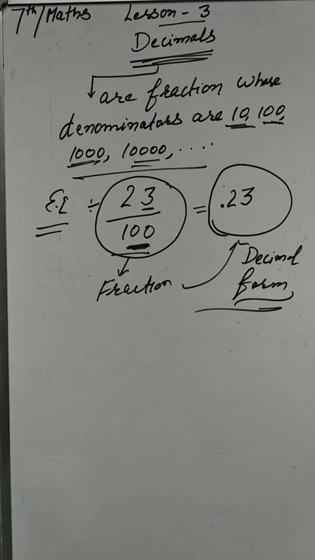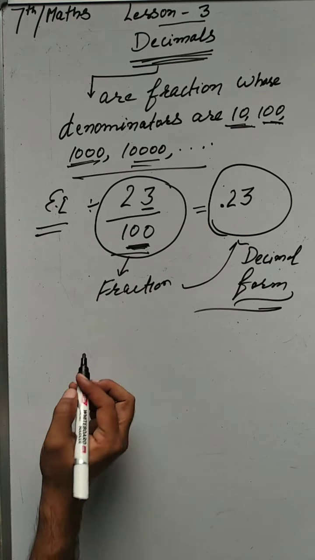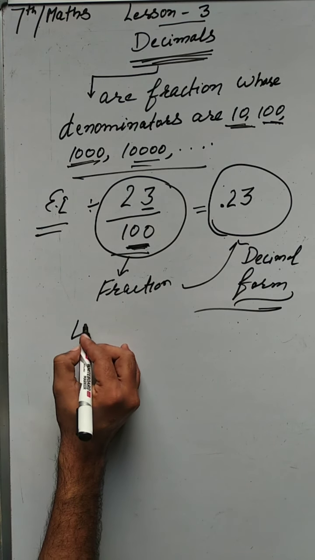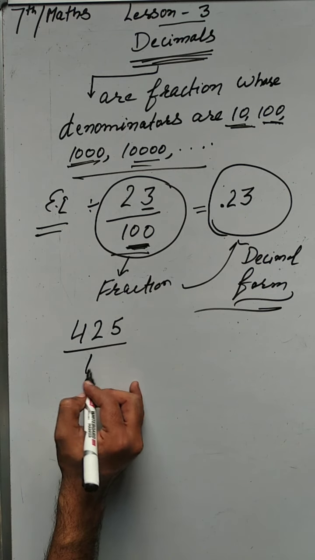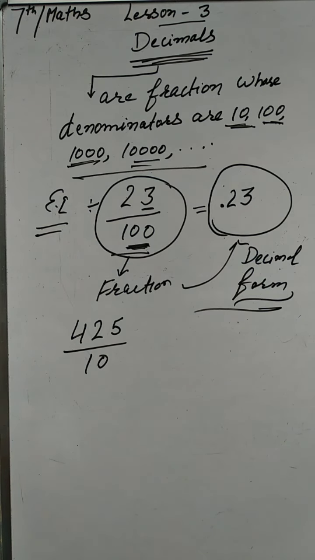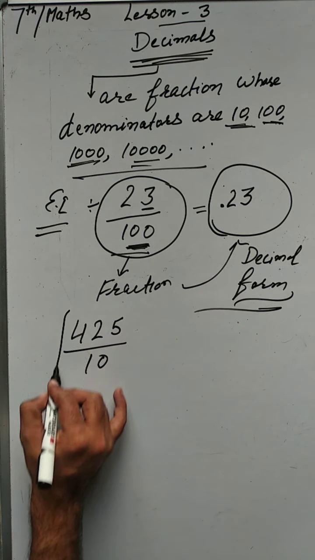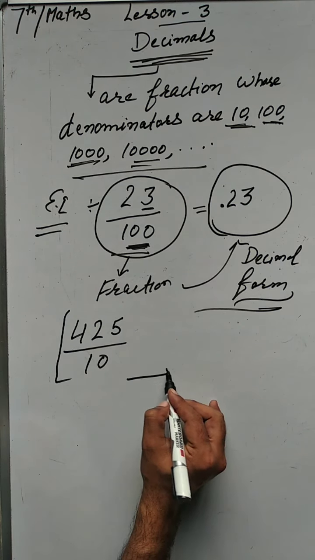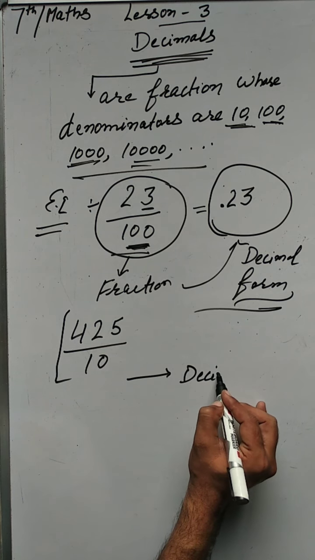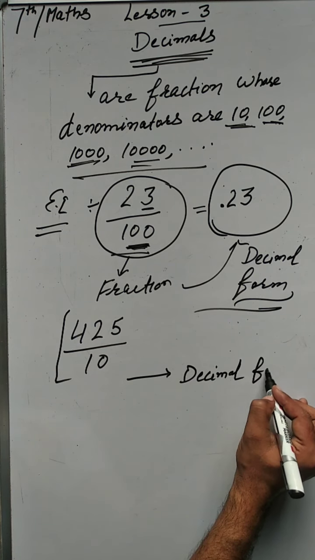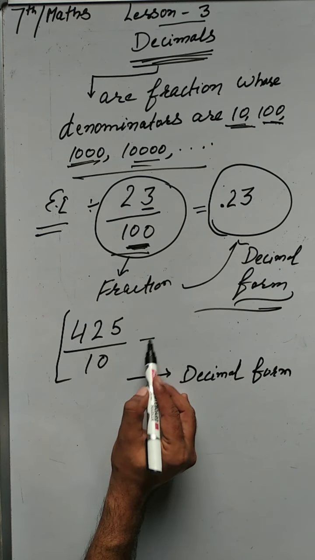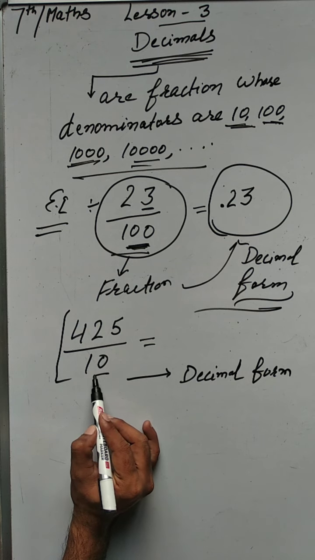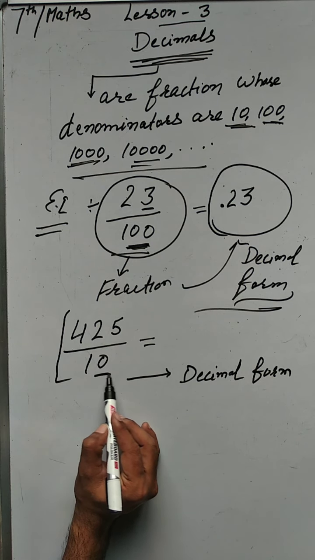And I will again discuss one more example here. Suppose, beta, I have a number 425 upon 10. And your question is, change it into decimal form. While changing a fraction into decimal form, beta, look at the denominator and count the number of zeros. How many zeros are there? Only 1 zero.